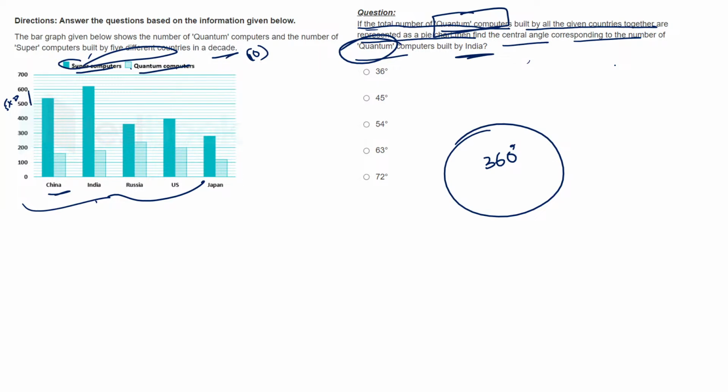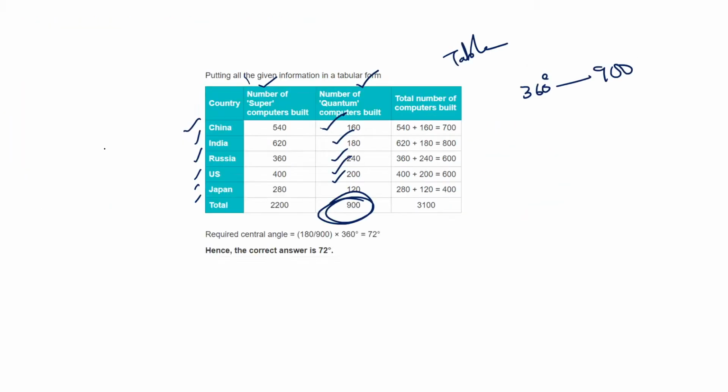Now you need to find the central angle for quantum computers made by India. So how many quantum computers is India making here? Quantum computers means the light one. So here, if you observe, we're getting around 180. This mark is 100 and then we're having 4 dots, so it's going to be around 180.